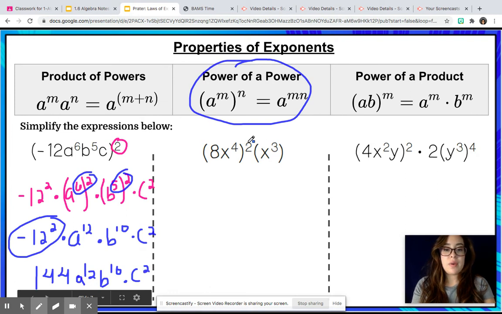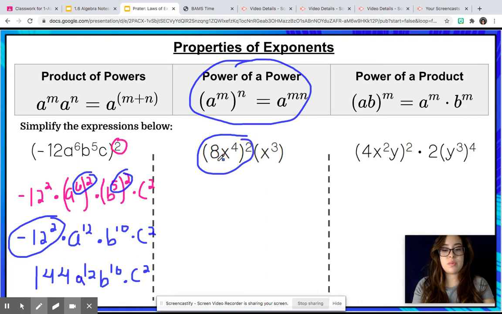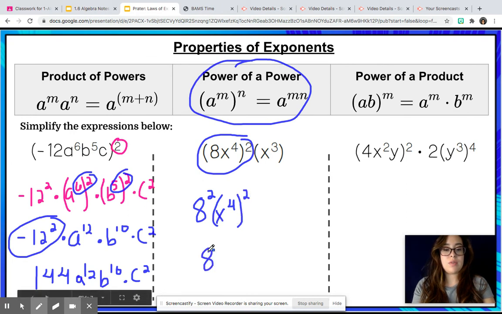Okay. Now in this case, we have this going on right here. Now this 2 belongs to this parentheses. So I'm going to raise an 8 to the 2, distribute that to the 8, x, and then raised to the 4. But this is also raised to the 2. So then it becomes 8 to the second power, x to the power of 8, because I multiply these two. And then I got leftover x raised to the third power.